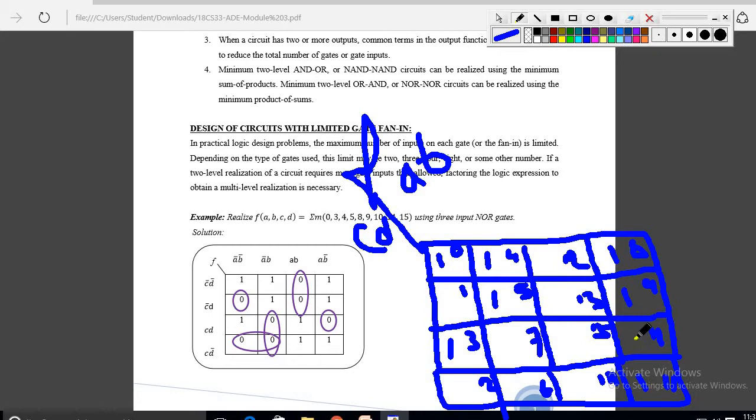8, 9, 10, 11. 11 is not mentioned here, so 14 and 15. 14 is 1 and 15 is 1. Okay, wherever the decimal notations are not present, make all those 0. So this decimal notation is not there here, so I am putting 0 here. Here 2, the decimal notation is not in the question, for that reason I am writing 0.